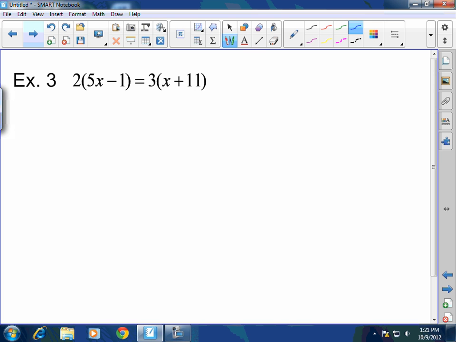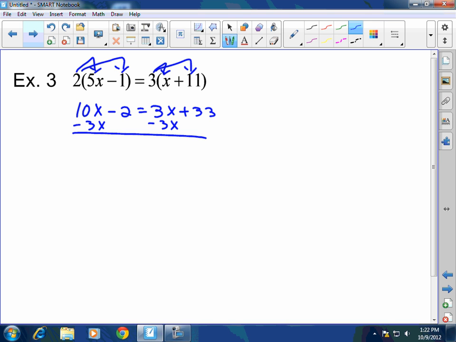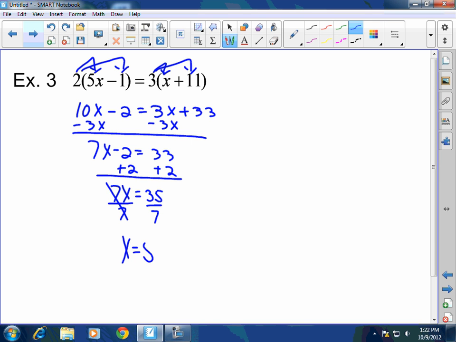Number 3, okay, we got distributive property first. So we distribute: 10x minus 2 equals 3x plus 33. Subtract 3x to both sides. 7x minus 2 equals 33. Add 2 to both sides. 7x equals 35. Divide 7 to both sides. X equals 5. Nothing new here, really, gentlemen.